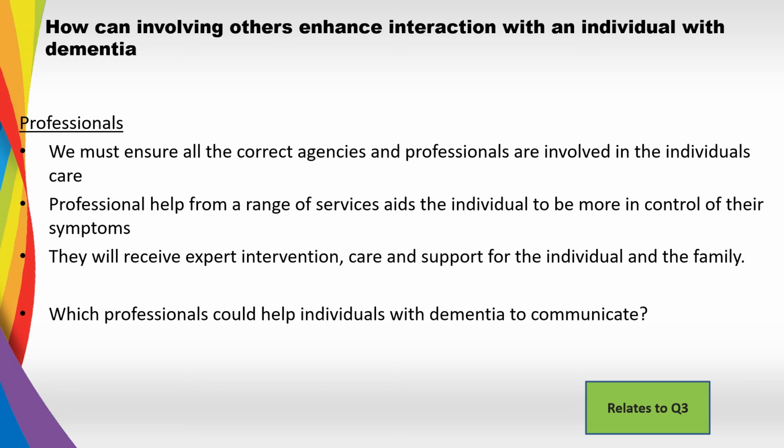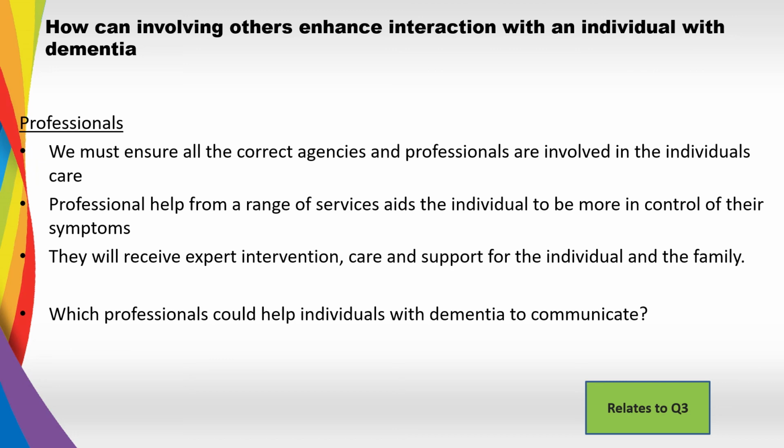The next few slides relate to question number 3, and we're going to look at how involving others enhances interaction with an individual with dementia. So we're going to look at professionals and how we can involve professionals. We must ensure that all the correct agencies and professionals are involved in individual care. Professional help from a range of services aids the individual to be more in control of their symptoms. So they will receive expert intervention, care and support for the individual and the family of the individual.